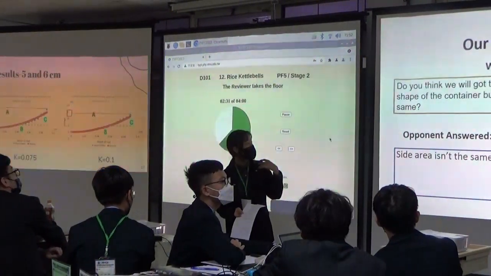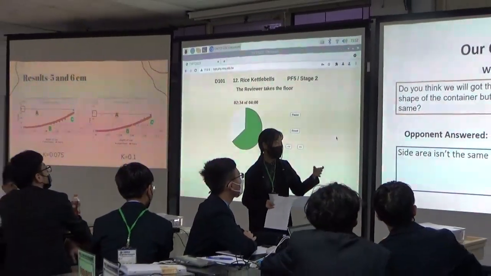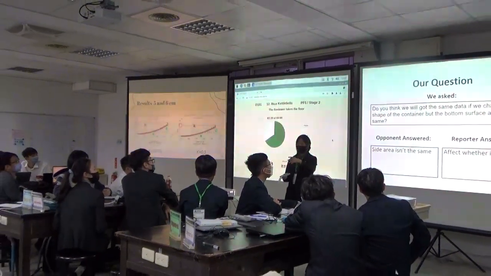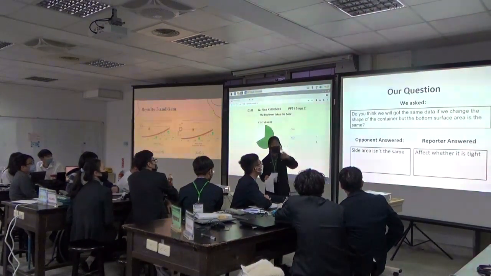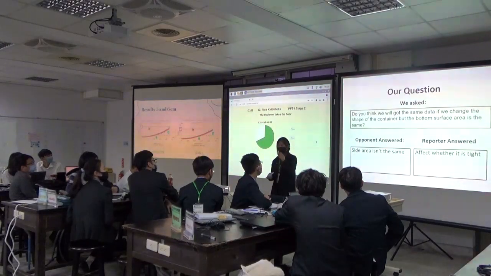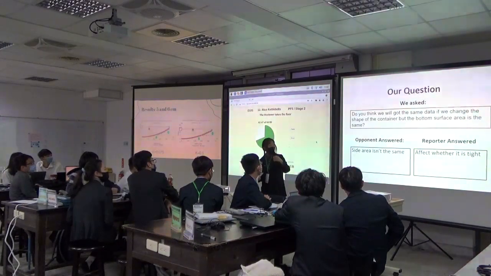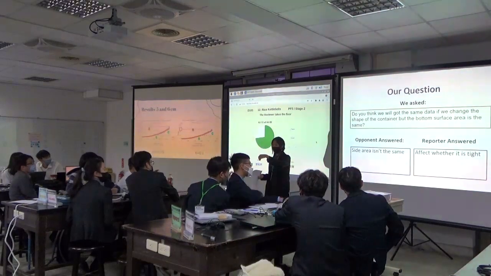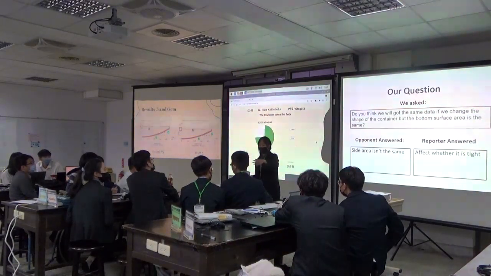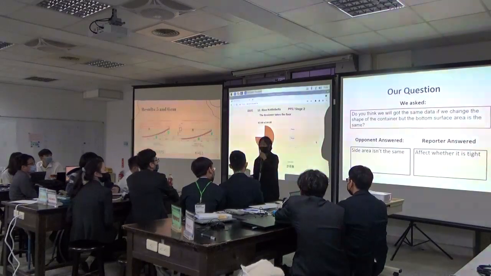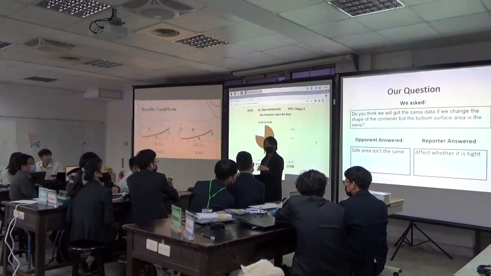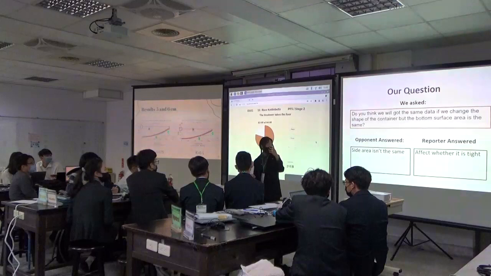We also asked, do you think we will get the same data if we change the shape of the container, but the bottom surface area is the same? The reporter's answer is that it affects whether it is tight or not. The opponent's answer is that the side area is the same. Our opinion is that if the angle of the container is too large, there will be more space if the size of the particles is bigger than the angle. For example, if we use a rectangular container, the friction will decrease. So we have to add height to the vessel.